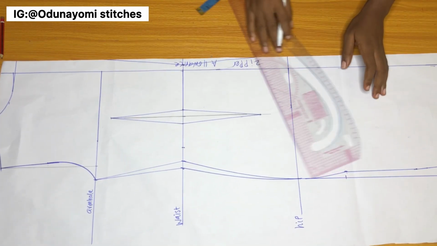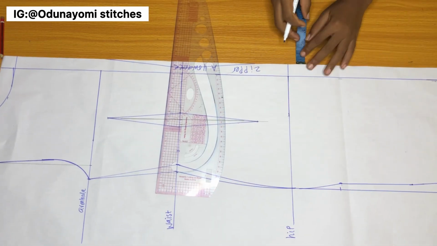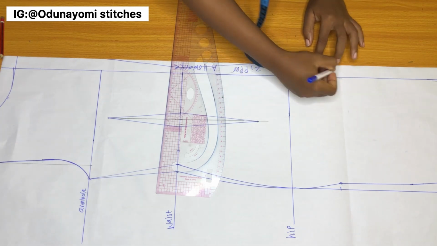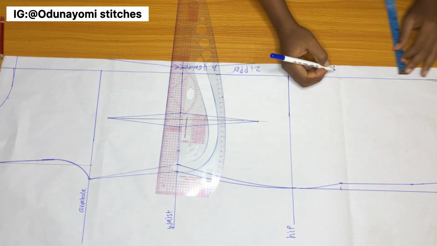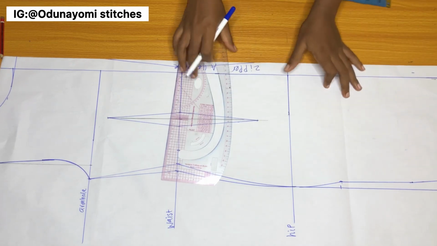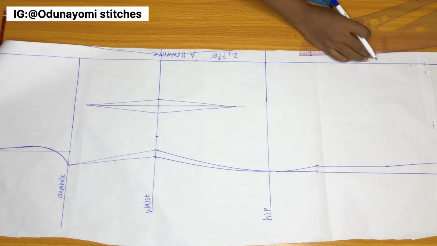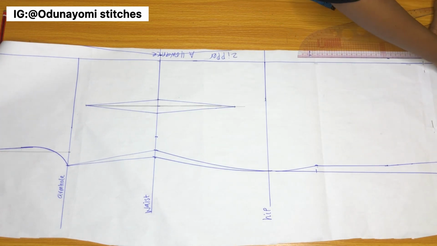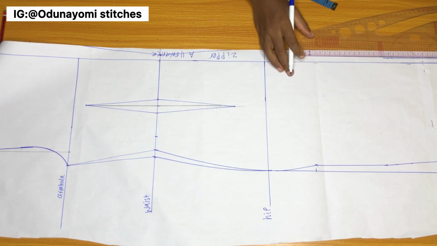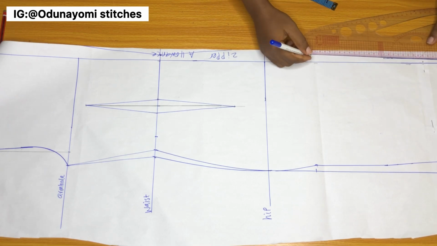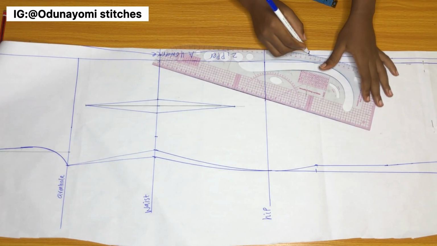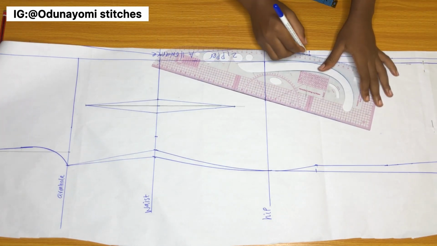So for the hip area, I also want to tighten this part here. So I'll go down by about 3.5 inches. Then I'll take half inch here. Then I'll keep taking the half inch down to the end of the gown. So this is how I will connect this part here, just like this.